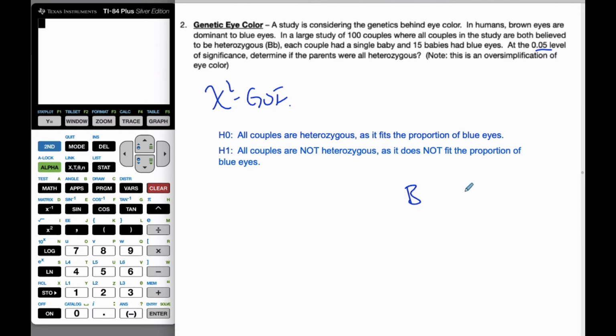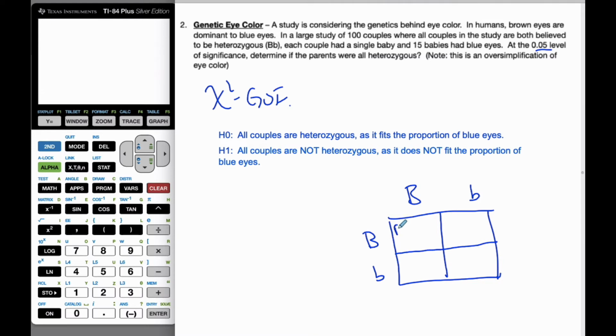Well, one parent gives a big B and a little b because they're heterozygous, and the other gives a big B and a little b as well because they're heterozygous. So the possibilities are big B big B, big B little b, big B little b, or little b little b. And these all have equal chances. So this is 1 in 4, this is 1 in 4, this is 1 in 4, and this is 1 in 4. These people here are all brown eyes.